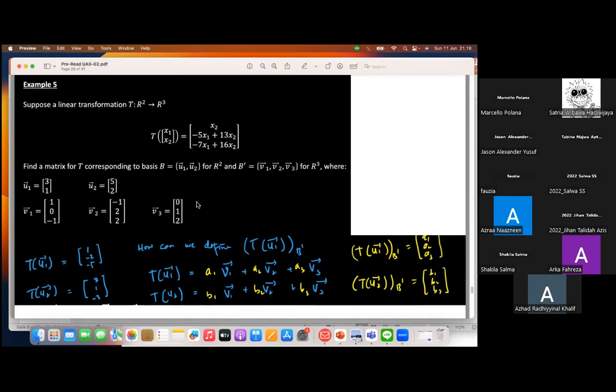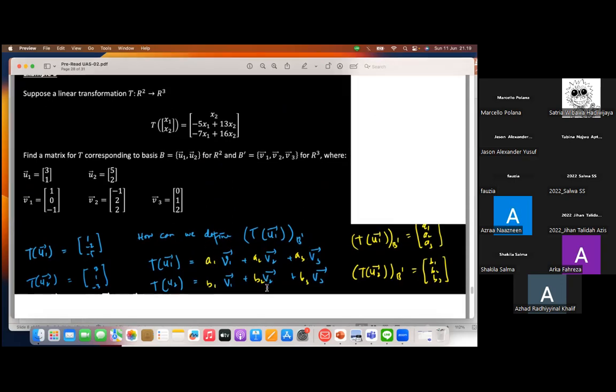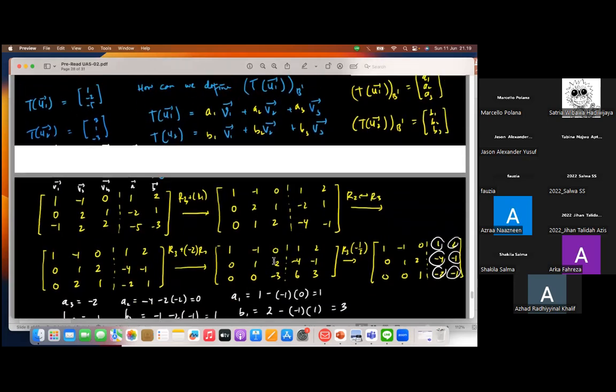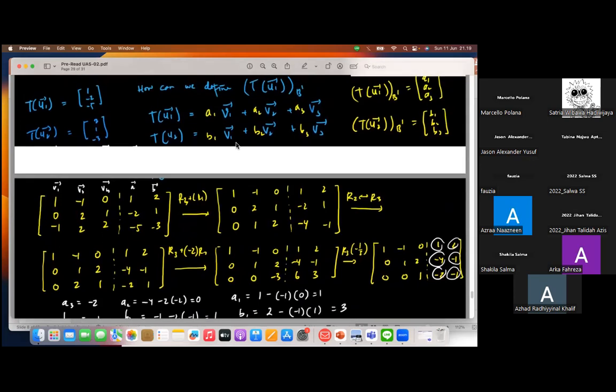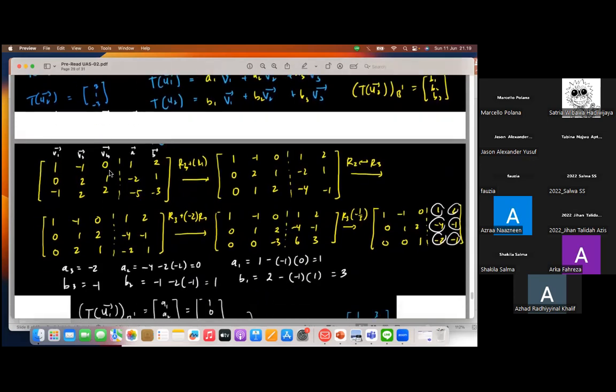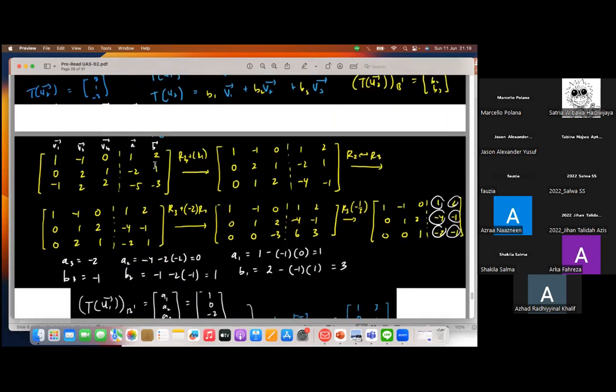So the first thing we do is we have this transformation. Then we have U1 and U2. All we have to do is just input U1 and U2 into the transformation, and we get the results. Next, we express the results of U1 and U2 as a linear combination of the new basis, which is V1, V2, and V3, like this. Okay, so next we solve for V1, V2, and V3, and for your information here, we don't have to solve it one by one. To save time, we can solve both A and B simultaneously.